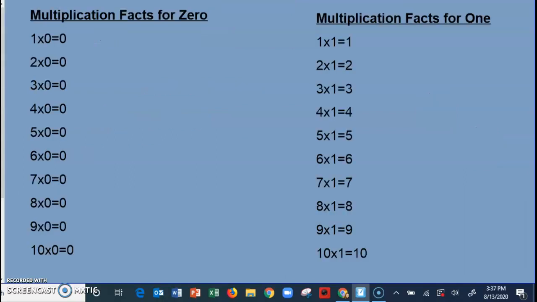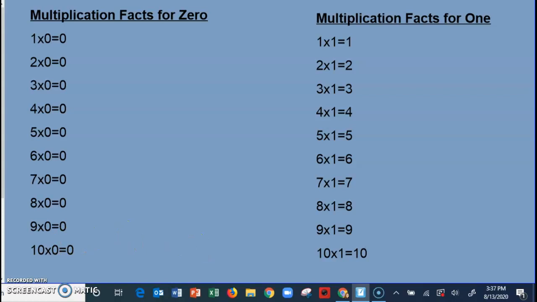Here's your first look at your multiplication facts. Your multiplication facts should have started with 0, I'm sorry. But we're going from 1 all the way to 10 and multiplying by 0 each time. Anything multiplied by 0 is still going to be 0. Here are my facts for my ones. Every time my number goes up, I'm multiplying by 1 each time. And all of my products are the same as the number that I'm multiplying by 1. Anything times 1 is still that number. Its identity does not change.